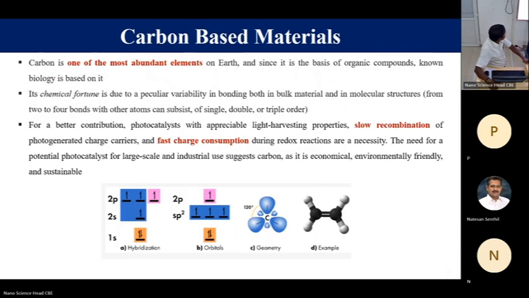Next slide. Okay, the next important one is carbon based material. I have already mentioned this one, so I don't have to spend much time on that. This particular carbon nanotube has better mechanical properties. That is the first thing. Mechanical property means hardness.